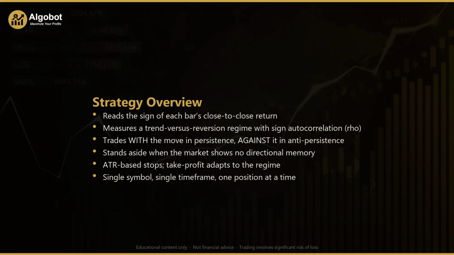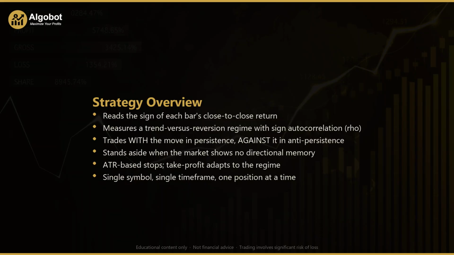A pure trend follower gets chopped up in a ranging market, and a pure fader gets run over in a strong trend. So instead of guessing, this expert advisor measures which behavior is currently active and lets that measurement choose the mode. It does this by computing something called the lag-1 sign-autocorrelation over a look-back window of the last 40 returns. Don't worry about the name. We'll unpack it shortly. The result is a single number between -1 and +1 that acts as a regime coordinate.